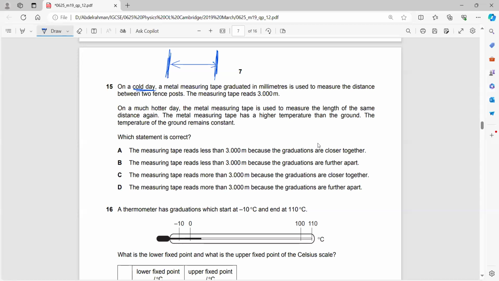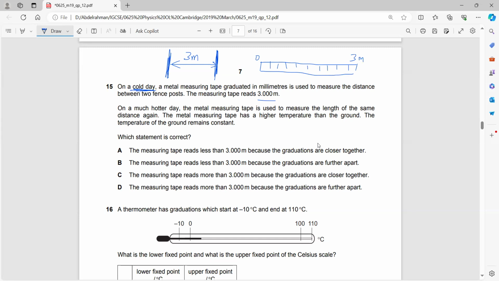The distance between them was 3 meters. This was on a cold day. On a much hotter day, now you have the measuring tape, like a ruler, a long measuring tape. It read a distance of 3 meters, all the way from 0 to 3 meters.